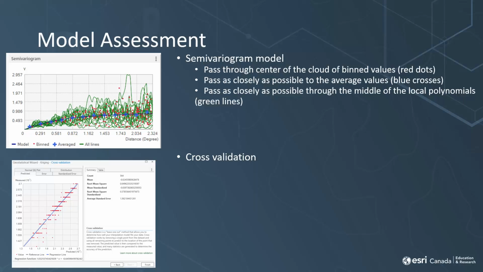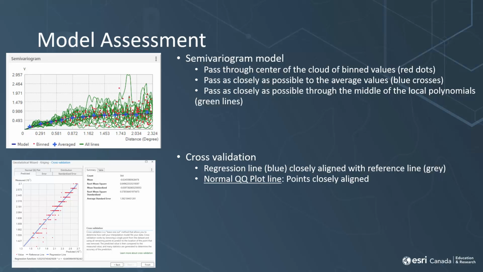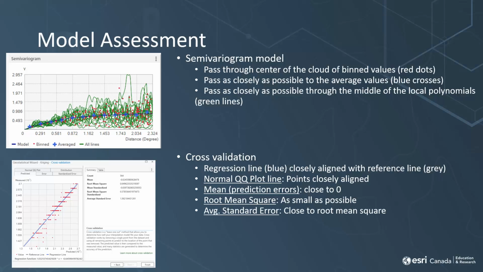Cross-validation contains the statistic diagnostics. These include asking whether the regression line, displayed as blue, is closely aligned with the reference gray line. Are the points closely aligned with the normal QQ plot line? Is the mean prediction error close to 0? Is the root mean square as small as possible? And is the average standard error similar to the root mean square?